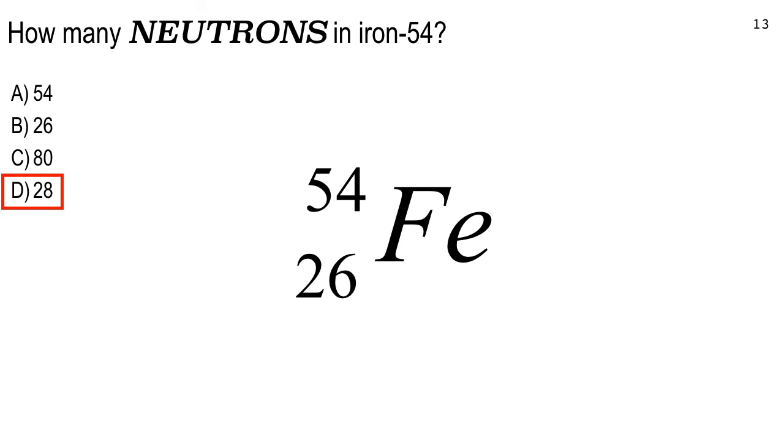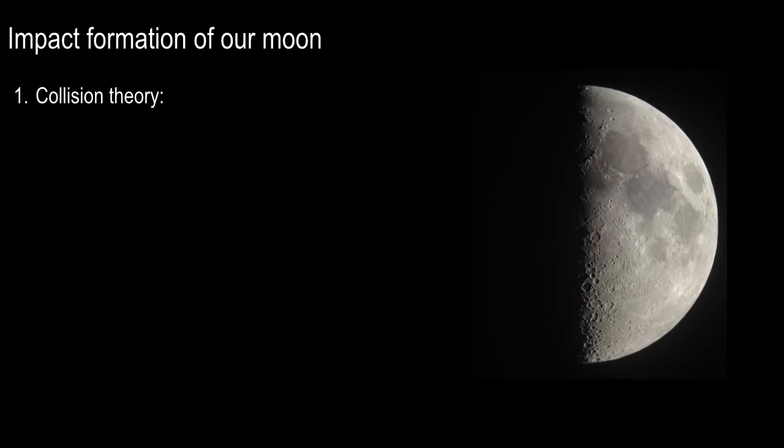All right, but the different isotopes are important in nuclear reactions. Like in a nuclear reactor, which uses uranium and plutonium, which are stable, but they're easy to break apart. You know, nuclear fission. But the isotopes are pretty important, and we're going to be using them to study the moon. So let's talk about the impact formation of our moon.